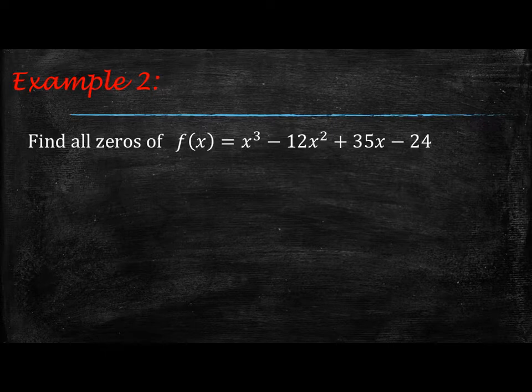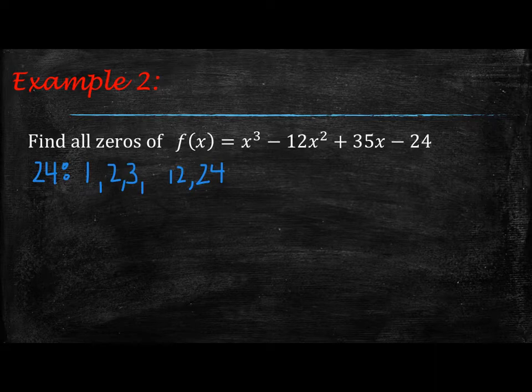Example 2 says to find all the zeros of this polynomial. So you'd want to take the constant and get all of the factors of 24. So let's see. We would have 1 and 24. We would have 2 and 12. We would have 3 and 8. Running out of room, but we would also have 4 and 6.